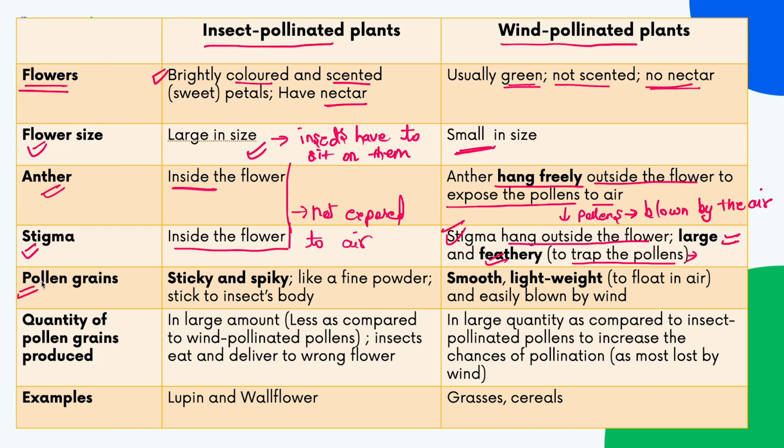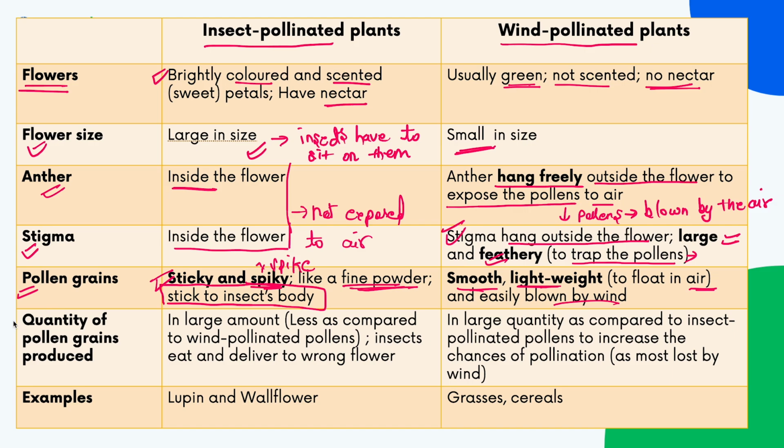Next is pollen grains. What is the difference between the pollen grains of insect and wind-pollinated plants? The pollen grains of insect-pollinated plants are sticky and spiky. They have spikes, which is essential for the pollination. As they are sticky, they can stick to the insect's body and the insect can easily carry these pollen grains. They appear like a fine powder. While in case of wind-pollinated plants, pollen grains are smooth and lightweight so that they can be easily carried by the air.